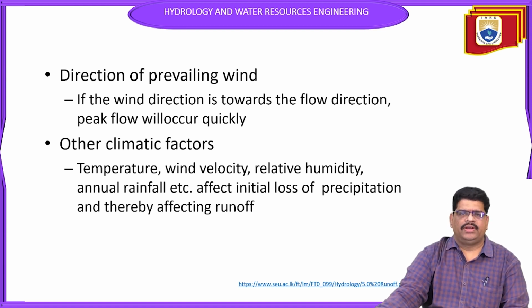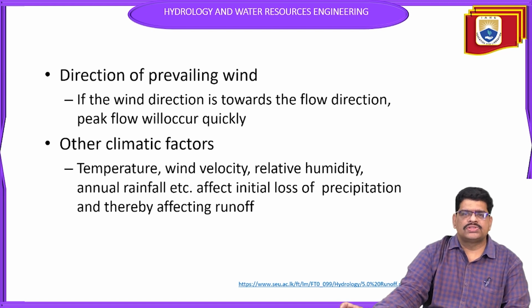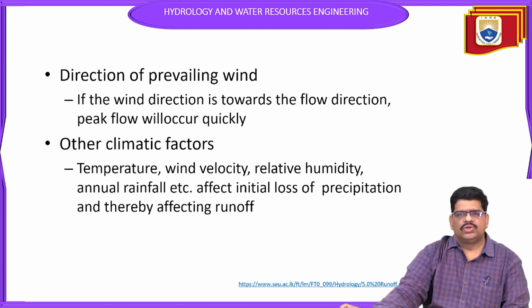Next, the direction of the wind. The wind direction is very important. If the wind direction is towards the flow, what happens? The peak flow will occur quickly. Why? Because the wind also moves the rainfall in the same direction. The peak will be quicker and can be larger due to the wind effect.